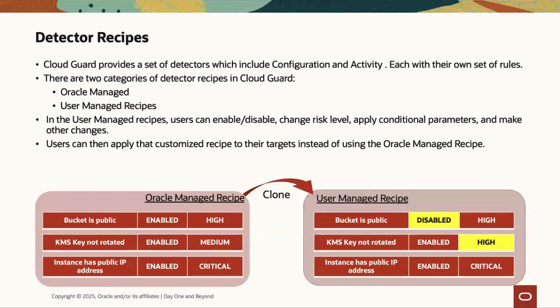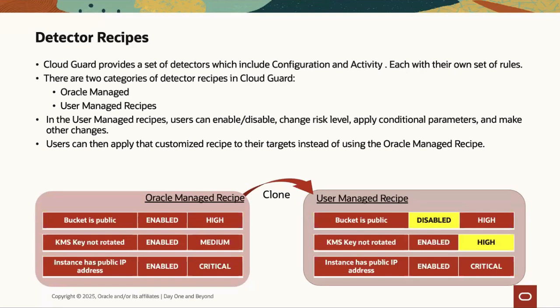All right, so let's talk a little bit about detectors. That example I just gave you, the bucket is public, is an example of what we call a configuration detector recipe. Based on the Center for Internet Security controls, it has a lot of different rules that will help secure your environment along with Oracle best practices. An example of an activity detector recipe is something like a user logs in and does not provide multi-factor authentication. That's an example of an activity.